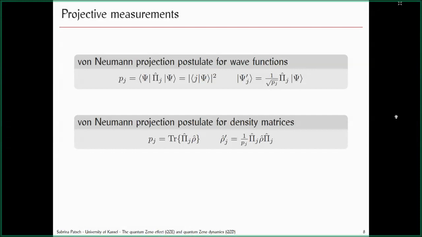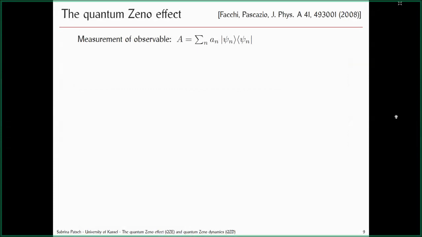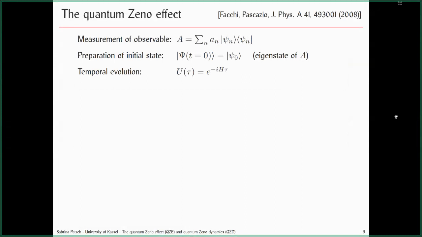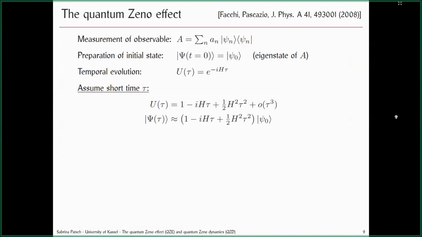So now we know something about projective measurements, and let's see what we can actually do with that. Imagine we want to measure any observable A, and we have the eigenbasis of this operator, just as before. Then we prepare our initial state to be in one of these eigenstates, so we just call it psi0. It doesn't have to be the ground state. It can be any eigenstate of the observable that we want to measure. Then we have some temporal evolution, because we want to have some dynamics. We want to make it interesting. So we now drive the system, and we assume that we drive it only for a very short time.